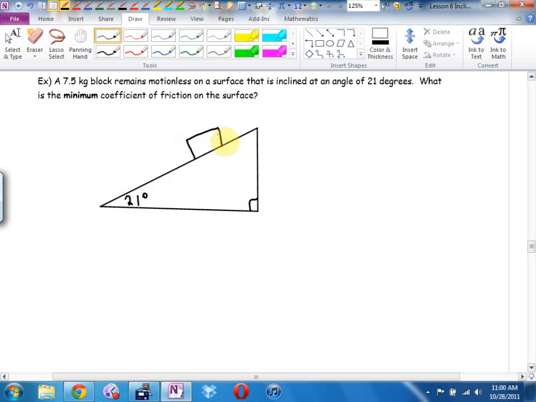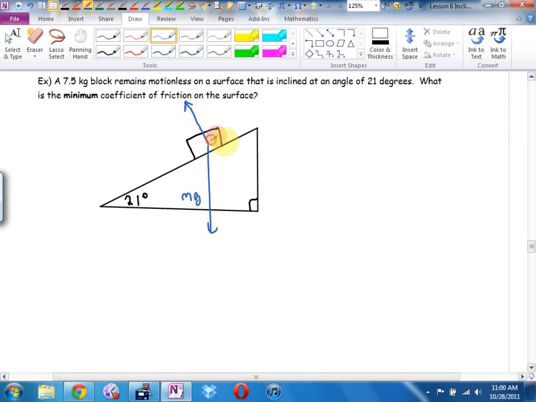What are the forces acting on this block? Get the obvious ones. Mg. What else? Normal force, perpendicular. What else? Got to be friction acting up the hill to keep it from sliding down the hill. And that's it.